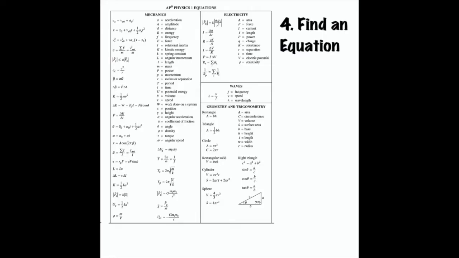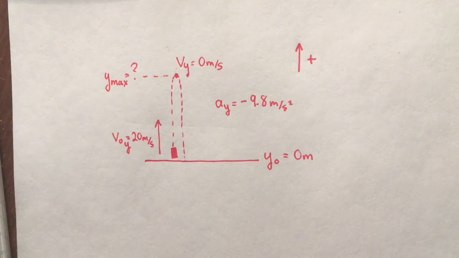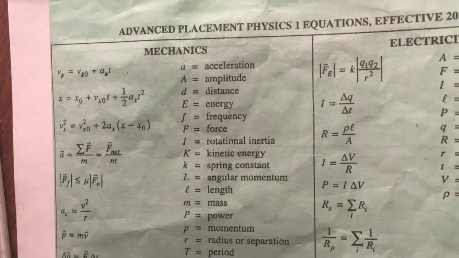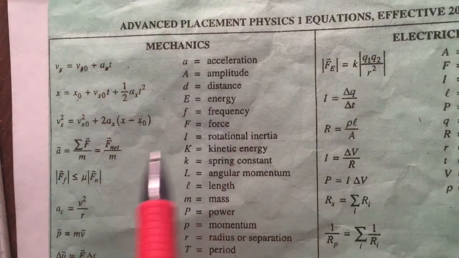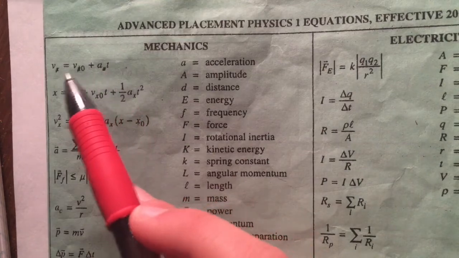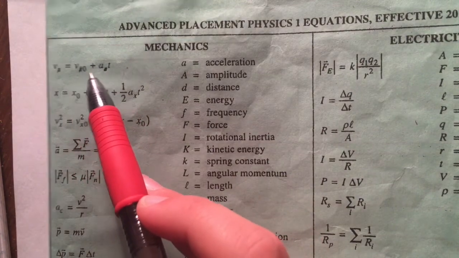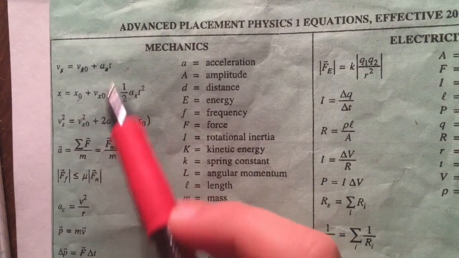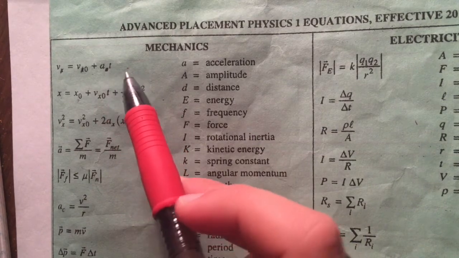All right, our next step is to find an equation that has the one variable that we're looking for in it and all the other variables in the equation that we already know. So if you look at your equation sheet, for any kinematics or freefall problem, you will use these three equations. If I look at the first one, we do have a velocity, we do have a starting velocity, we have an acceleration, but we don't have a time. We don't know anything about time.